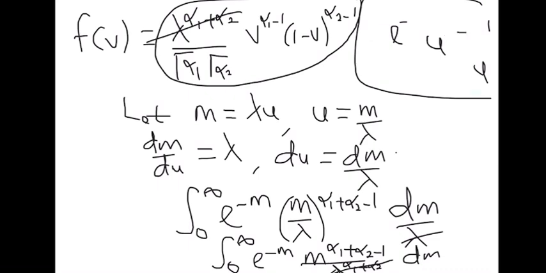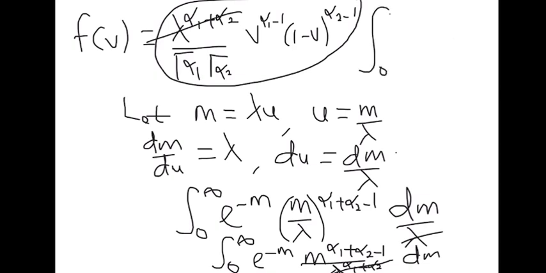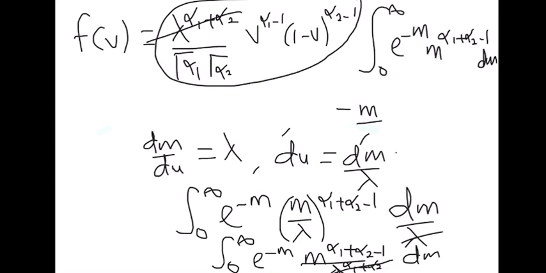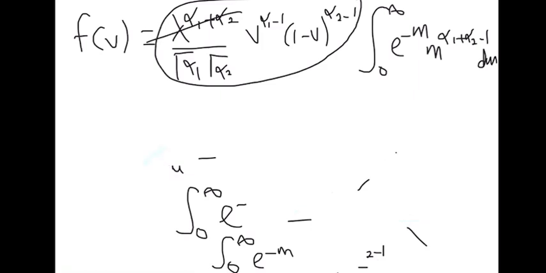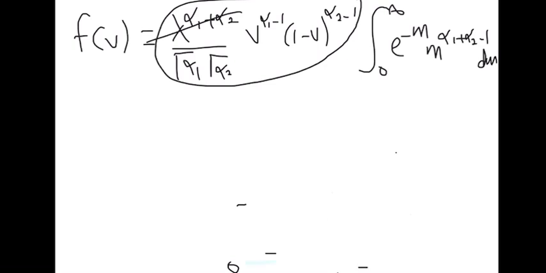Okay, let me rewrite the new thing that we have in the integral sign now. So in the integral sign, we only have exponential raised to the power this, m raised to the power alpha 1 plus alpha 2 minus 1 dm. Now, that is what we have left. So if I clean up now, what do I now have?